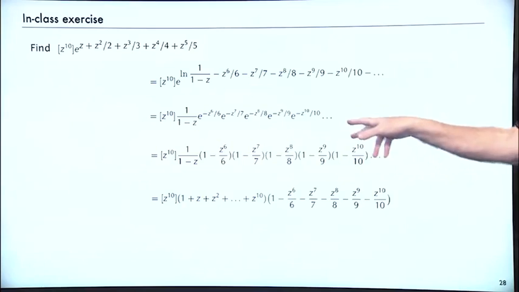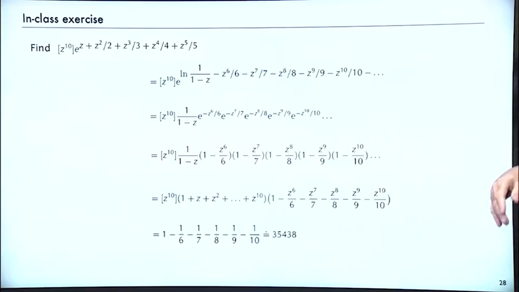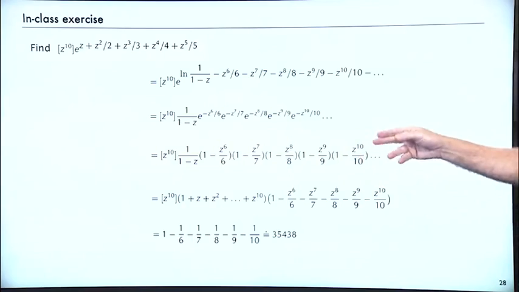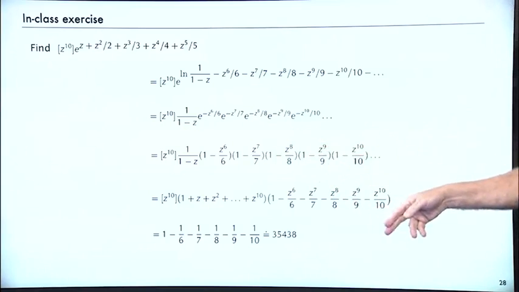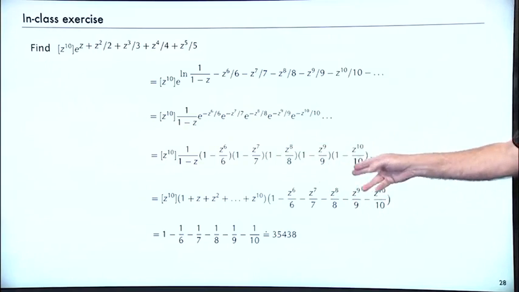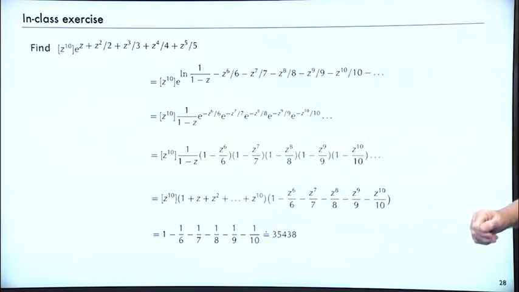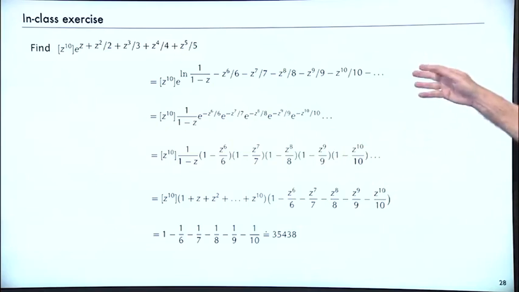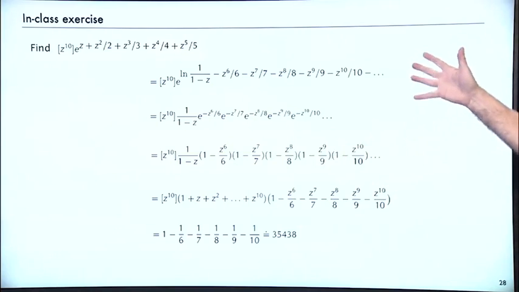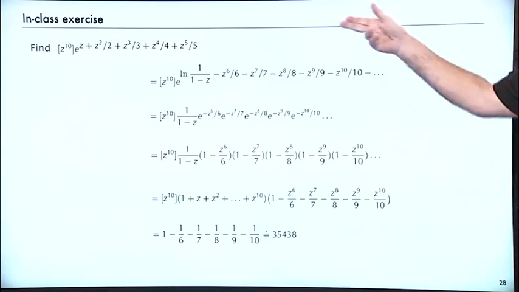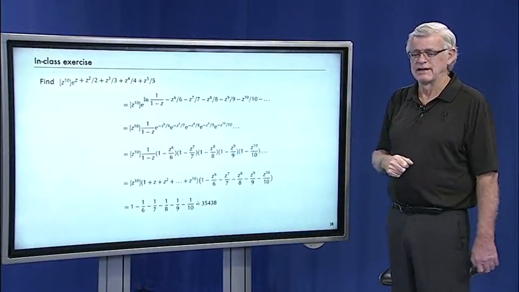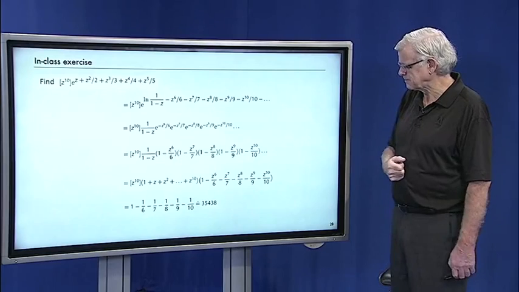Because of the cross multiply, there's one contribution from each one. It's just 1 minus 1/6 minus 1/7 and so forth. So the minus 1/6 comes from z to the 6 over 6 times z to the 4th, and the 1/7 is z to the 7th over 7 times z cubed, and so forth. So if you look at that derivation, you can easily convince yourself that that's an effective way to calculate a coefficient like that for a particular problem.